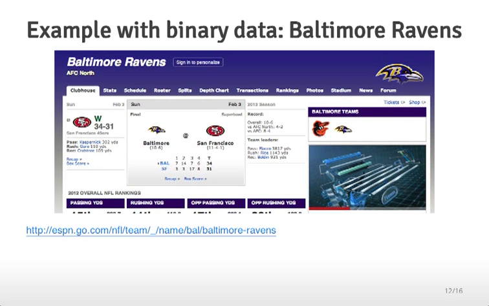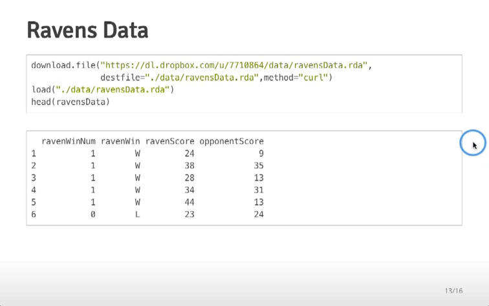So I'm also going to show you an example with binary data. This is an example of Baltimore Ravens data again. These are the wins and losses that the Baltimore Ravens had in this last season when they won the Super Bowl. And so what we can do is, again, download the Ravens data and look at it. We have a binary outcome here: whether the Ravens won or not, it's equal to 1 if they won and 0 if they lost. And then we have some variables that include the Ravens score and the opponent's score and so forth.